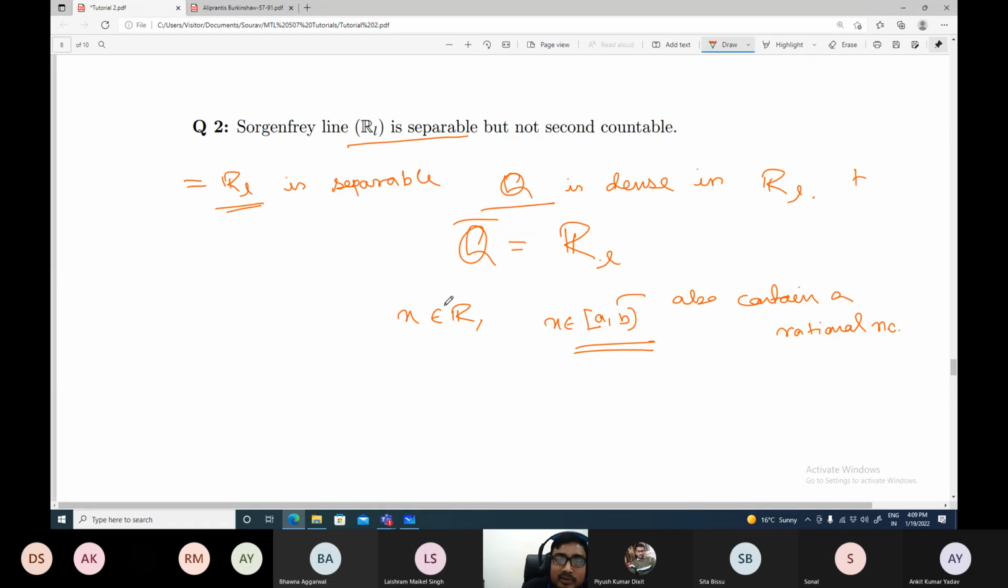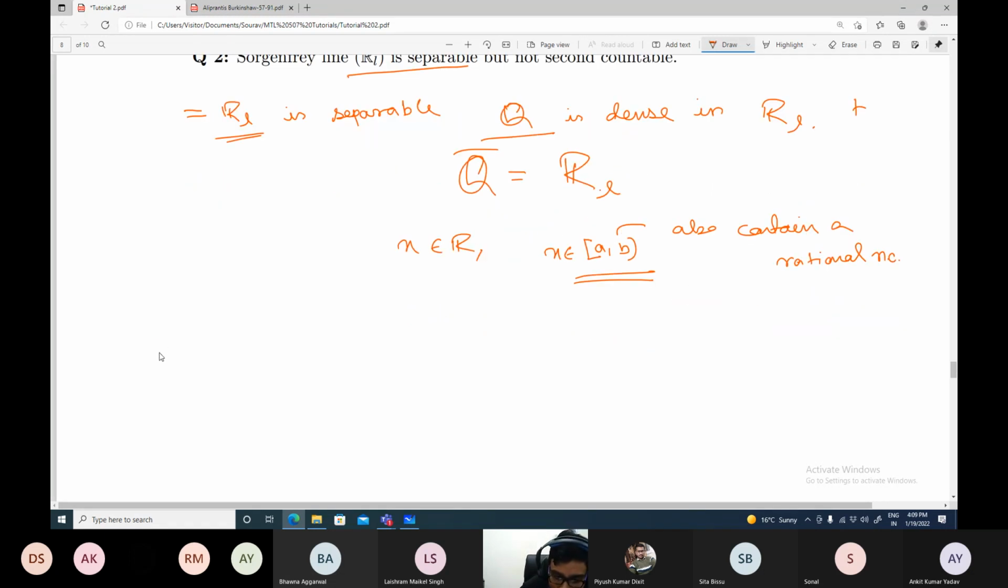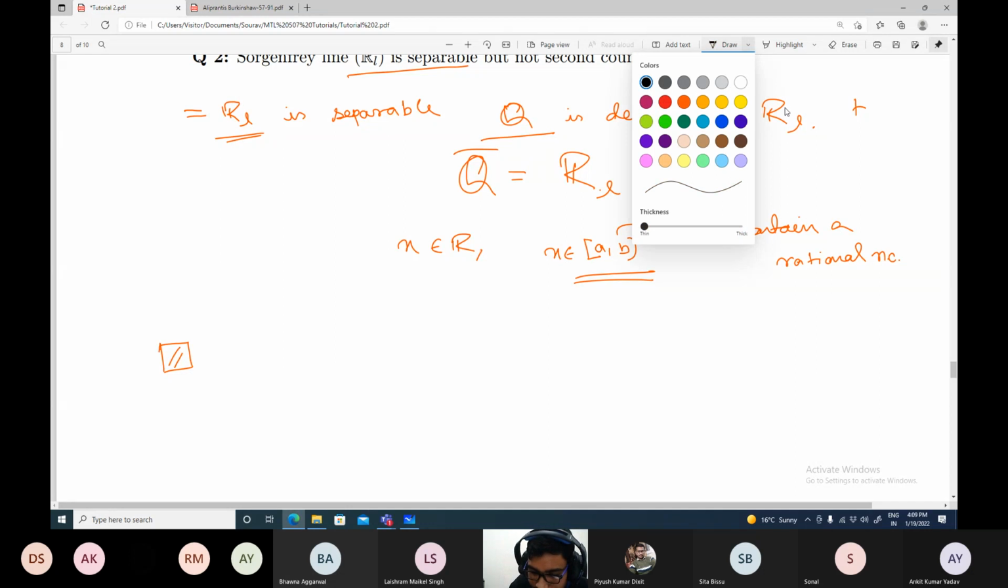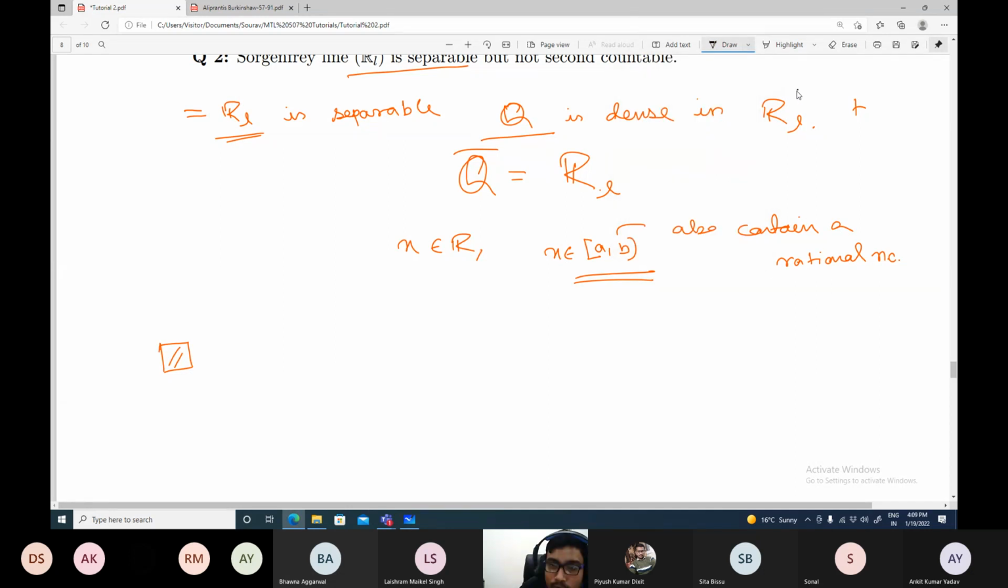Now what about second countability? Is this second countable? Okay, let me prove this one. To prove second countable, what is the definition?